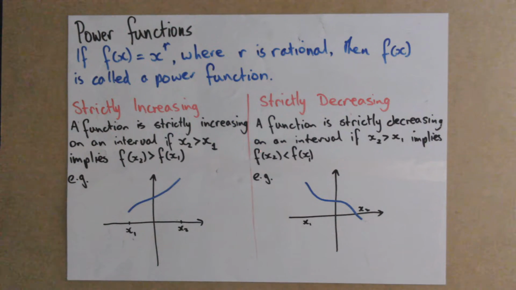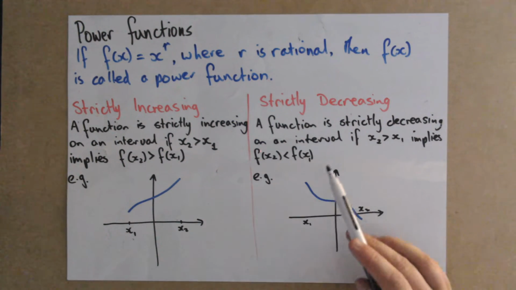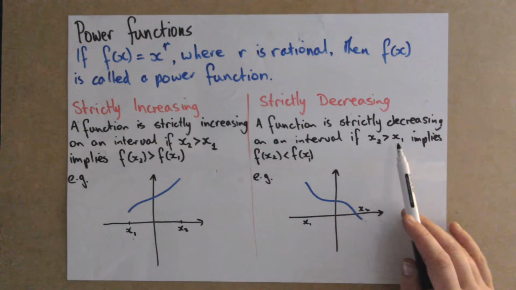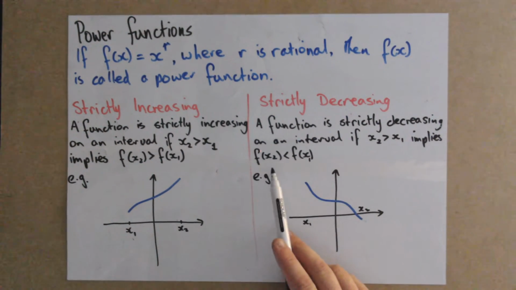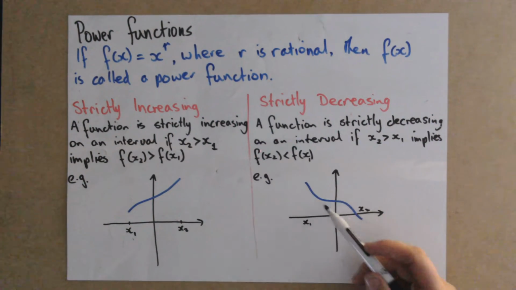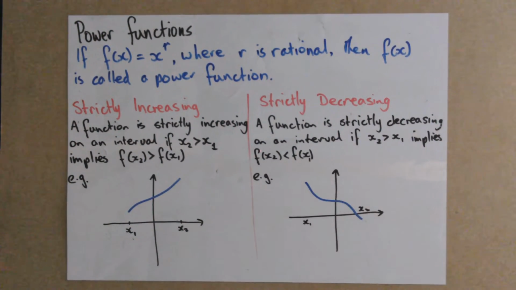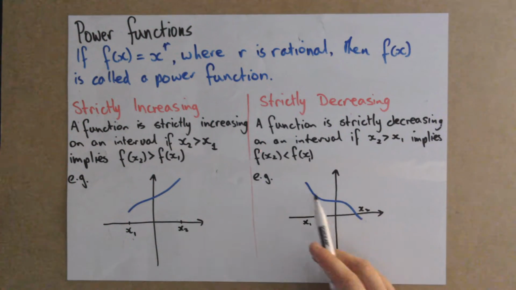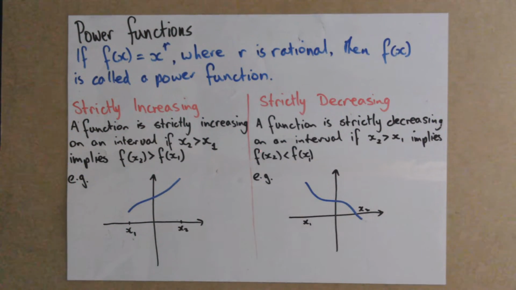Our definition of strictly decreasing is that a function is strictly decreasing on an interval if x2 greater than x1 implies f of x2 is less than f of x1. What does that mean? It's the same idea. As we walk across our page from smaller to larger numbers, if we're always walking downhill, if you like, it's strictly decreasing. Or if our gradient is always negative, it's strictly decreasing.